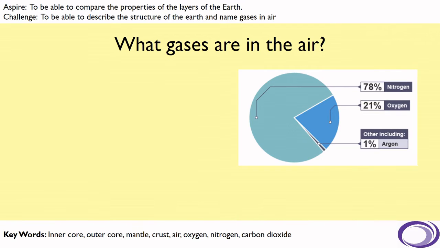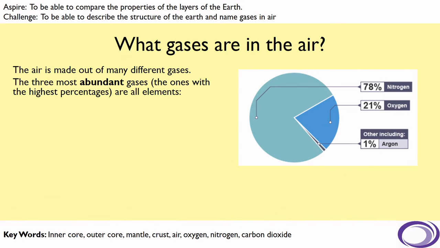So the air consists of around 78% nitrogen. You may see this written in some textbooks as about 80% nitrogen, 21% oxygen, and then around 1% of a gas called argon. It is made out of many different gases, but those three gases are the most abundant, which are the ones that have the highest percentages.